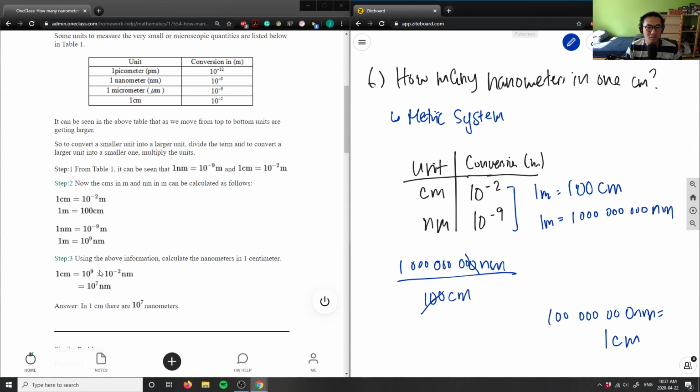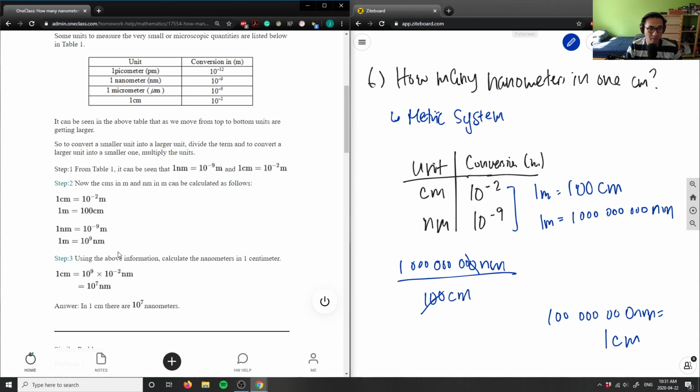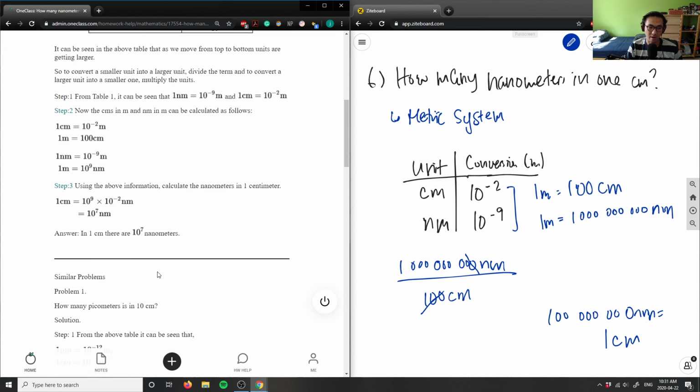So I personally don't like this method here, because what they're doing is, actually no, this is okay. This is okay here, because they stated that 10 to the 9 is equal to 1 meter. So they're converting to meters first before they're converting back to nanometers. So the solution here is correct, but they did 2 steps. They did centimeters to meters and nanometers to meters, and then they took these 2 conversions and multiplied, and multiplying by 10 to the negative 2 is the same thing as dividing by 10 to the power of 2.